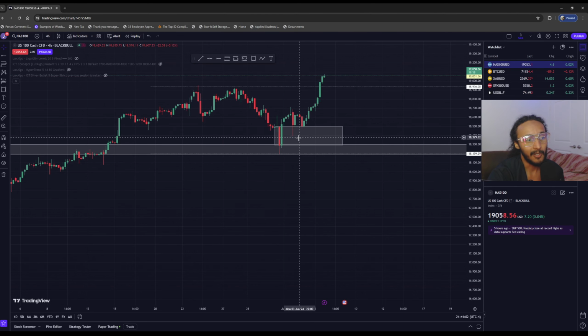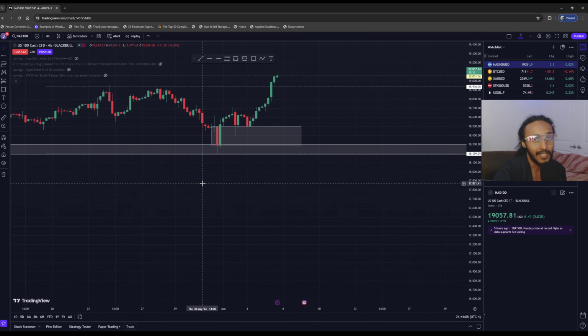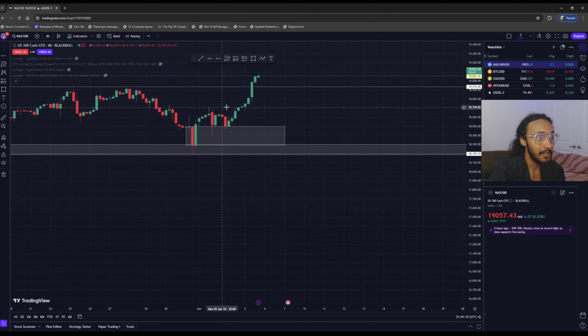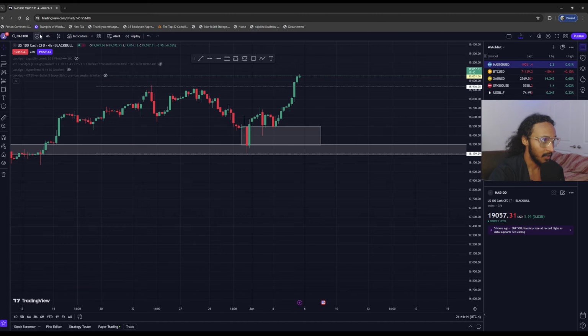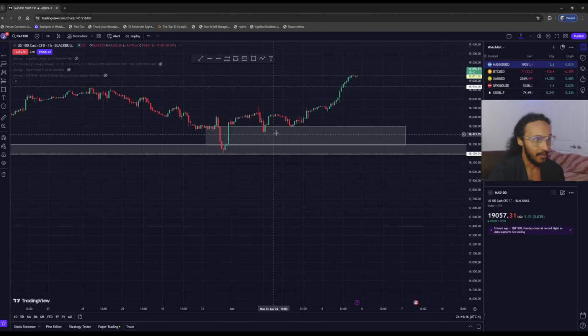Price goes in, buyers inject right here, right there, right there. 4 times buyers injected every time it tapped in that zone. Now I know it's a strong bullish pattern, and this was just Tuesday. Then I break it down to the 1 hour.